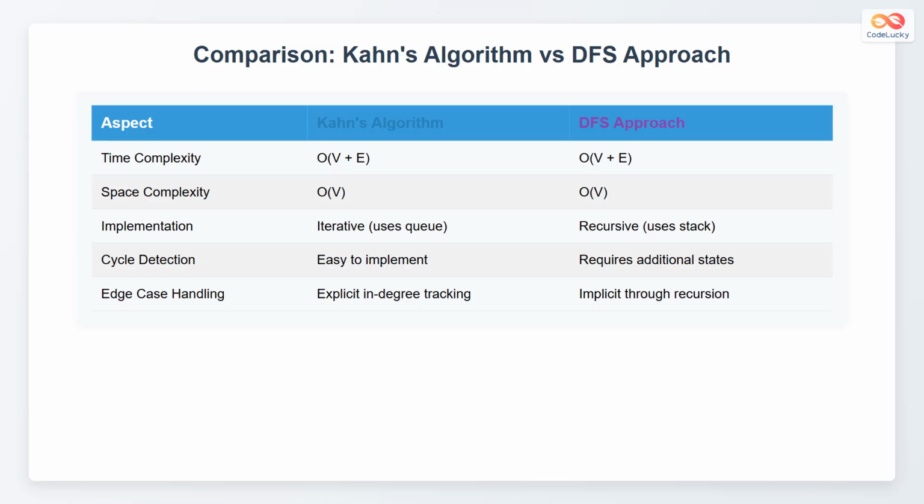Kahn's algorithm is iterative and uses a queue, while depth-first search is recursive and uses a stack. Cycle detection is easy to implement in Kahn's algorithm, but requires additional states in depth-first search. Finally, edge case handling is explicit in Kahn's algorithm through indegree tracking, and implicit through recursion in depth-first search.